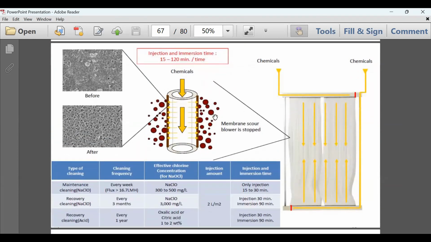After days of operation, a little amount of sludge can be deposited. Therefore, the manufacturer recommends weekly chemical cleaning. If not, flux will be reduced and TMP, transmembrane pressure, will be increased.